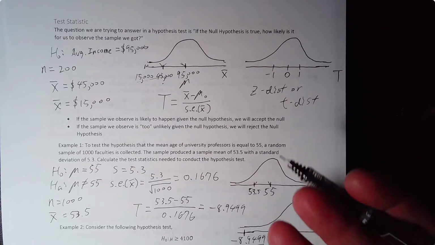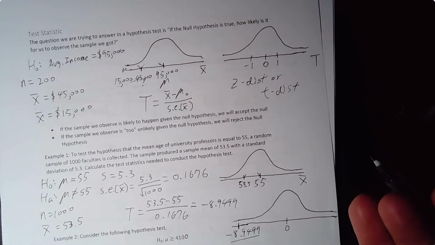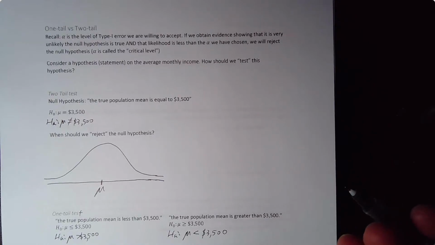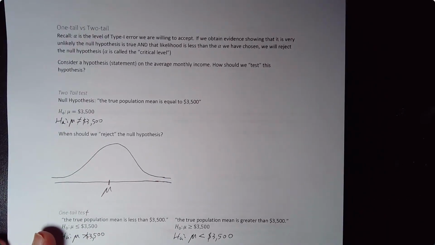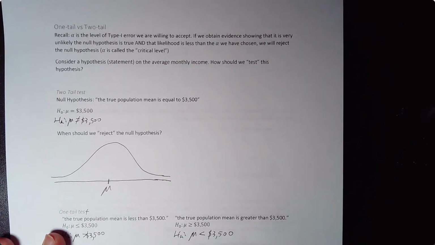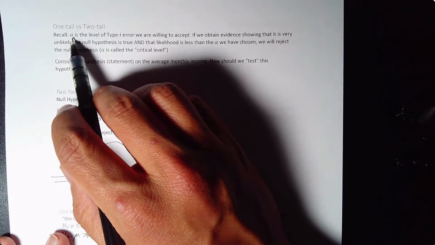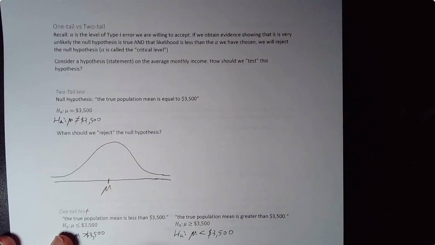So the question is, well, how far is too far? Now, that all depends on how much risk we are willing to accept that we are wrong. So remember, going back to the first page, alpha represents type 1 error. A type 1 error is when we reject a true hypothesis.